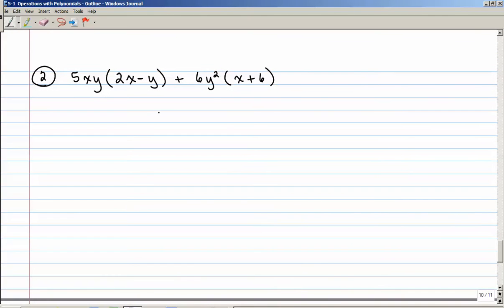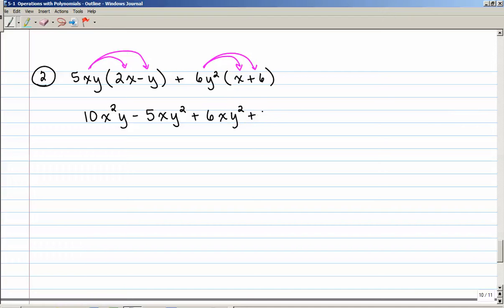Here we have 5xy times the quantity 2x minus y plus 6y squared times the quantity x plus 6. First thing I want to do is distribute 5xy to each of those and 6y squared to each of those. So that's going to give me 10x squared y minus 5xy squared plus 6xy squared plus 36y squared.